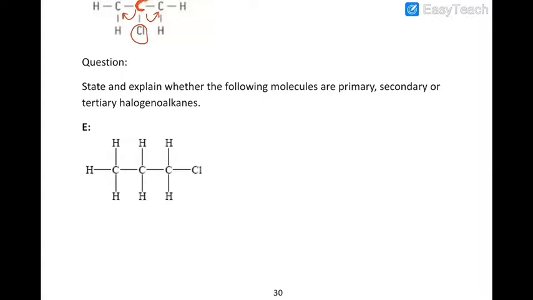State and explain whether the following molecules are primary, secondary, or tertiary halogenoalkanes. So let's put the halogen here. This is the carbon we're going to consider. This is attached to only 1 carbon. So this is a primary halogenoalkane because the halogen is attached to a primary carbon.